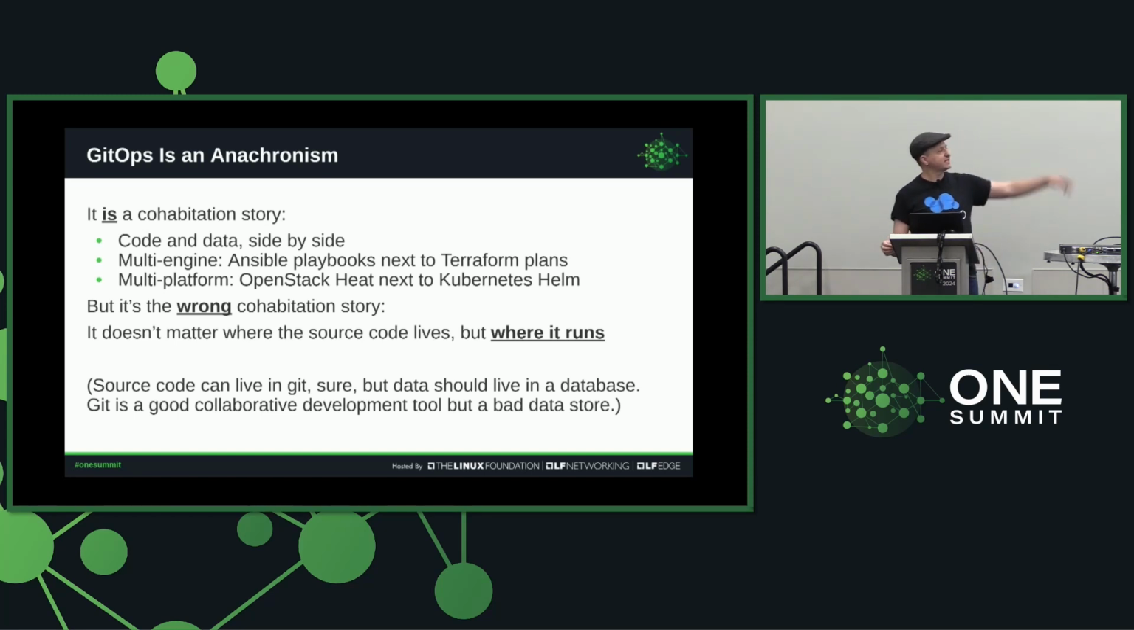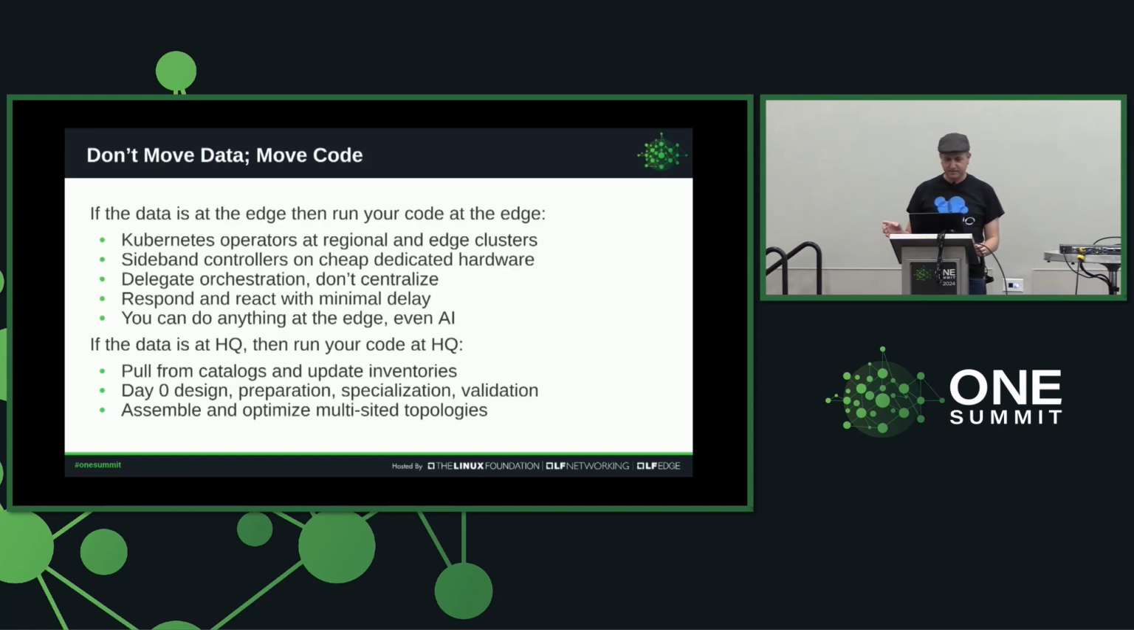I'm putting a side note here. I'm a well-known, I guess, GitOps skeptic. Git is a great tool for storing source code, but when we use it to store data, we're really pushing it to its limit. I believe data should live in a database. Here's my rule of thumb. Don't move data, move code instead. All right, let's examine that, and why am I suggesting that?